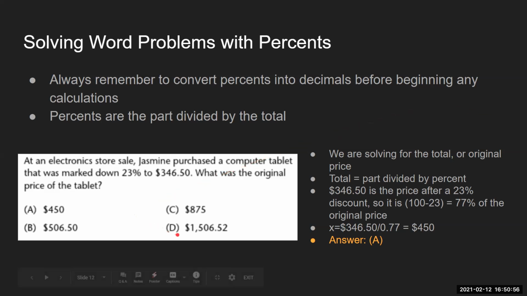So these two, we could look at it and we could say, hey, D seems really big. Use your intuition. If something is marked down 23% and you're paying $346, it doesn't really make sense that the original price was $1,500. So you could immediately take that out. Use your intuition, you can estimate, and then it's always good to make sure that your answer makes sense. I know it's kind of silly to say, but it's easy when you're in the moment and you're under the stress of the test that you just work it out, you plug it in and you grab an answer, but just take a second to make sure that your answer makes sense before you commit to it.